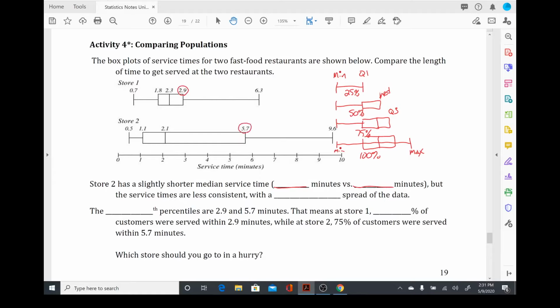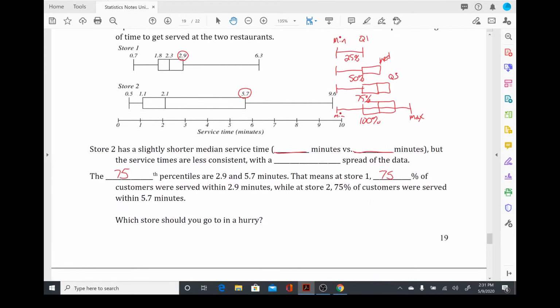So how many or what percentage of the customers have been served at that point? And it is the 75th percentile, so that means that store 1 has served 75% of the customers, and store 2 has served 75% of their customers within 5.7 minutes.